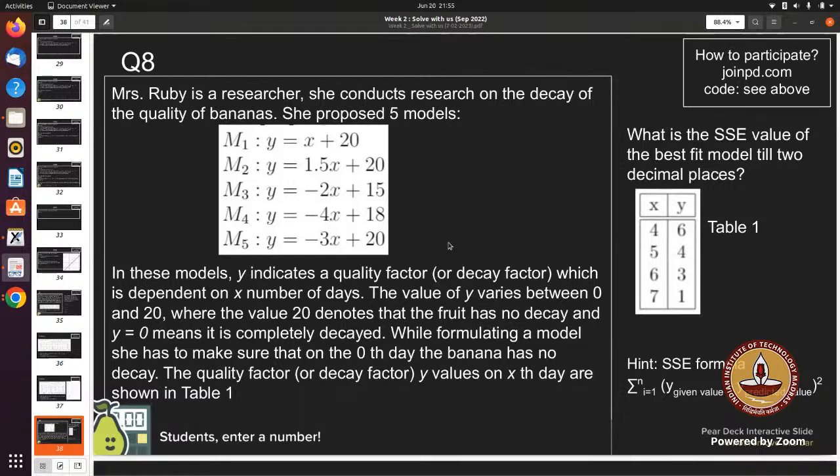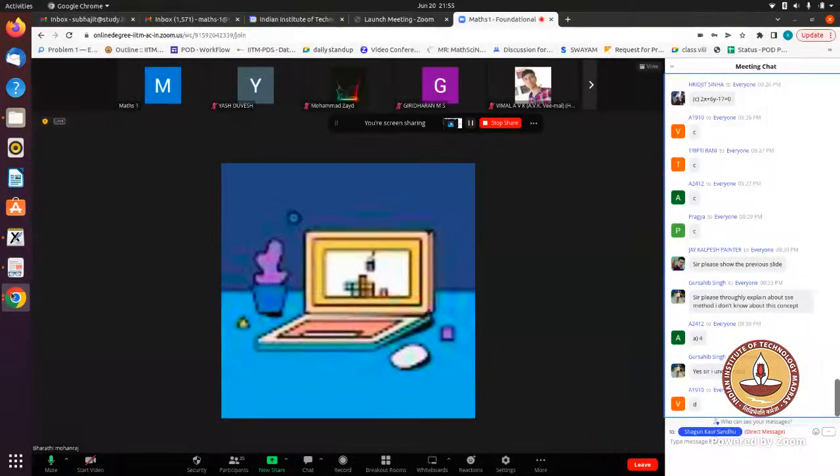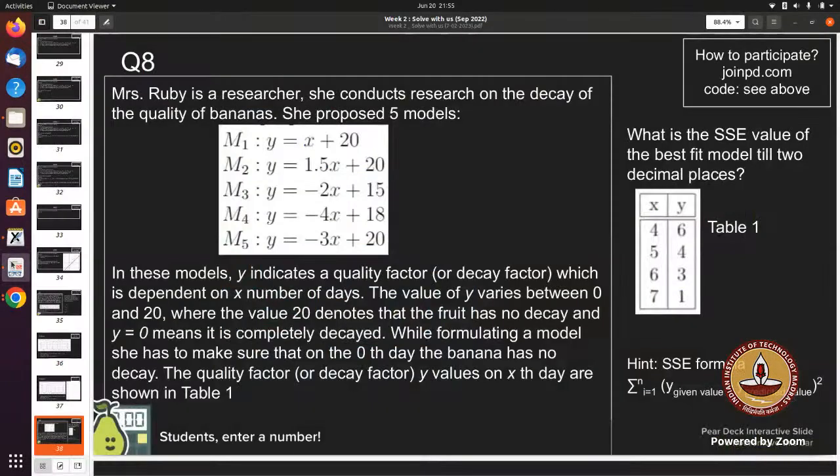So before starting, if I show you this problem, are all of you just starting to calculate SSE directly, or do you do something else?